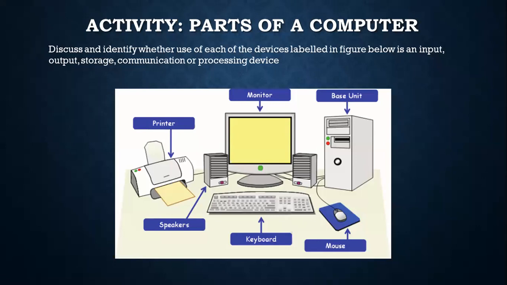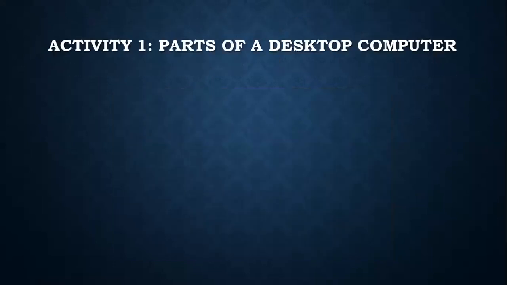First of all, there is a device that is going to be listed, and then we find out the category. And the categories are up there. Is it input? Is it output? Is it storage? Is it communication? Is it processing? You will have to defend your answer. Why you're saying it is input, why you're saying it is output, why you're saying it is storage.